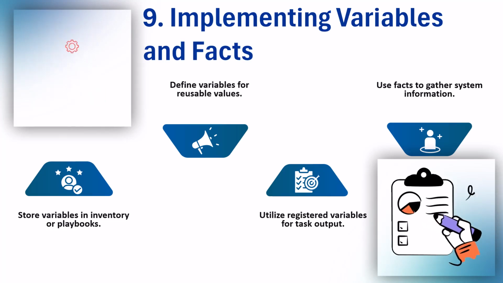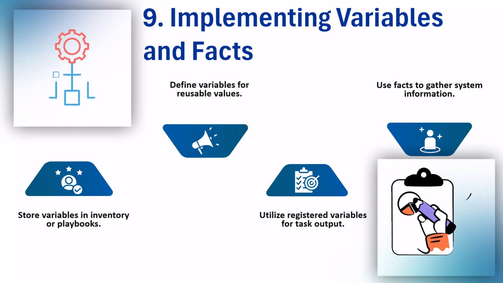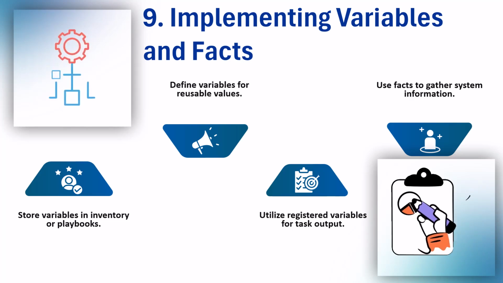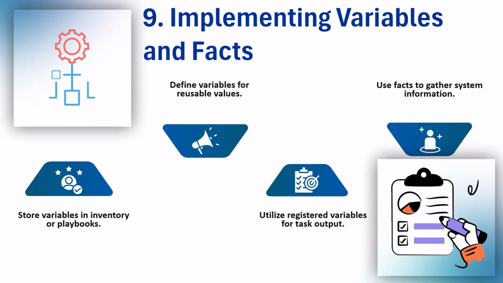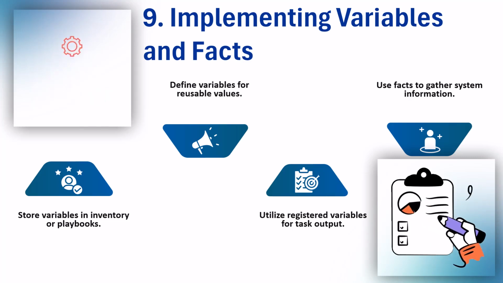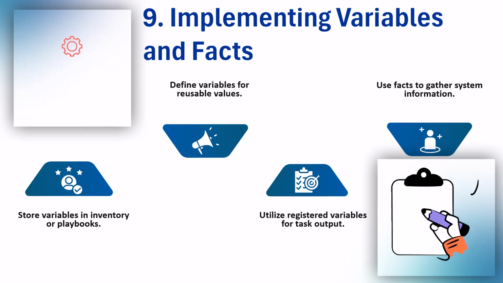Variables are like sticky notes, great for remembering stuff across playbooks. Facts, on the other hand, help us peek into the system's soul and extract useful details. By storing variables smartly, we keep our playbooks neat and manageable. And registered variables, they are the secret agents that capture task results for future use.